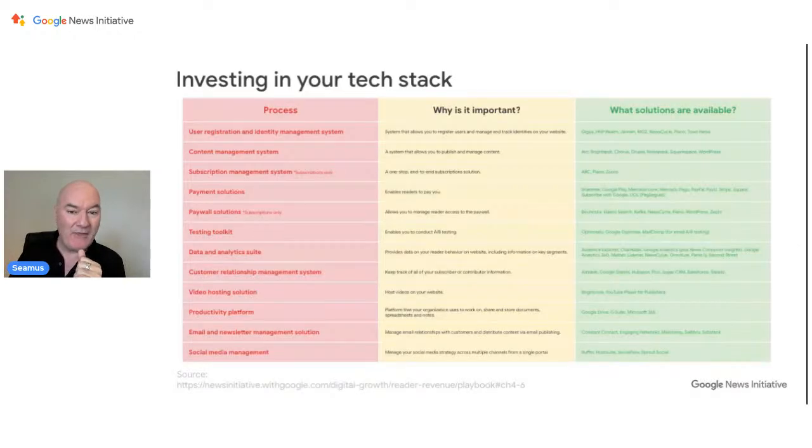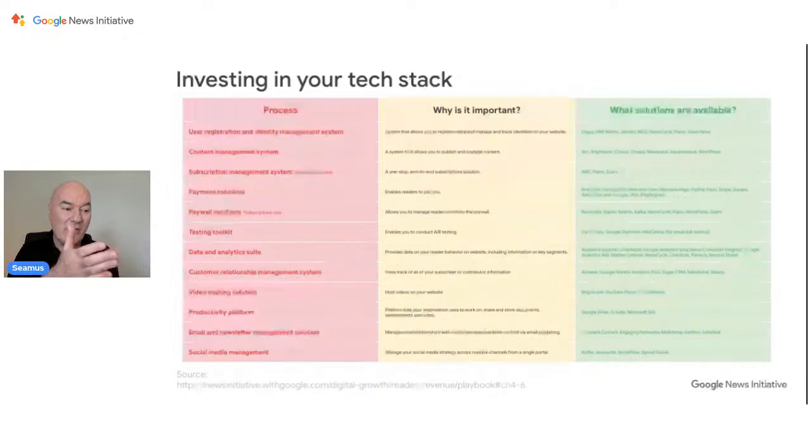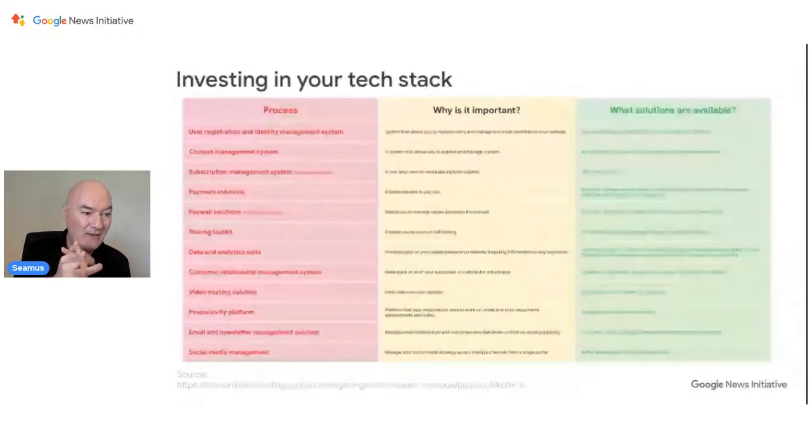The other thing we wanted to look at here was investing in the tech stack. So it's not just giving special deals, but improving our performance when it comes to our tech stack, and looking at the metrics for that. You'll find this in the playbook as well. This is just to give you an example. We won't go through all of this, but you can see we're talking about the process, why it's important, and what some of the solutions available are, including the names of some of the tools available to you.